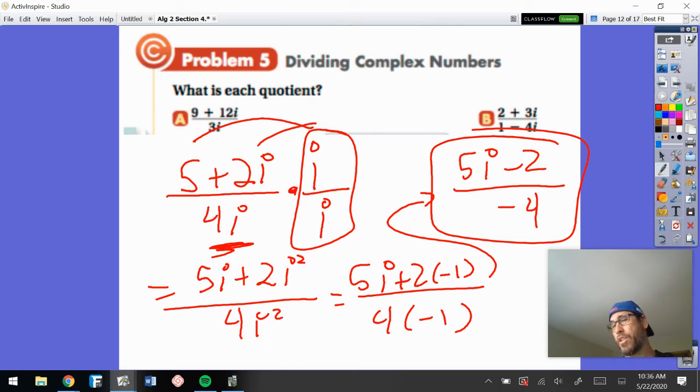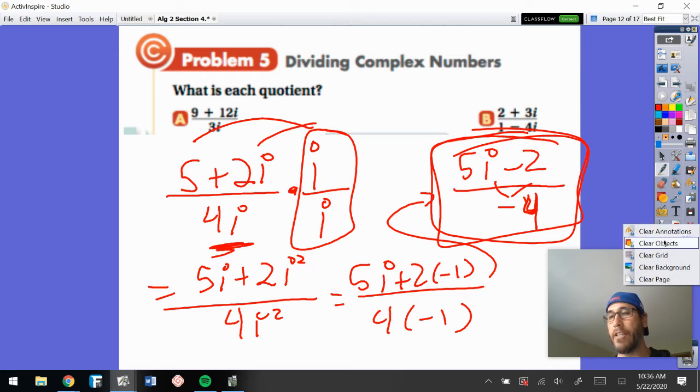Some people say 2/4 is 1/2, but you can only simplify something with the bottom if you can simplify all of it. And since 4 doesn't go into 5 or 5 doesn't go into 4, you can't do it. That is my final answer, okay?